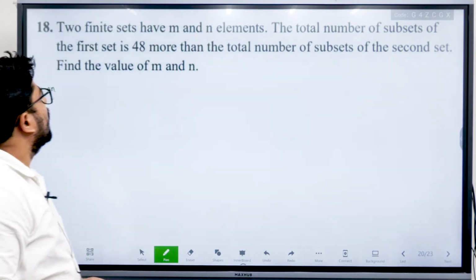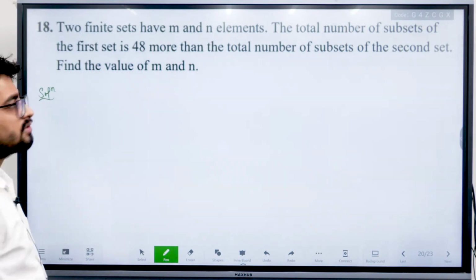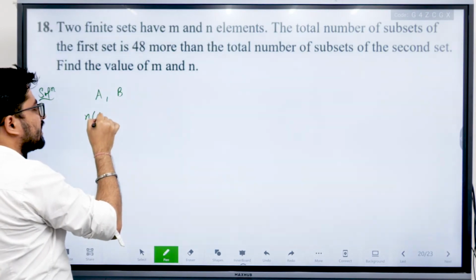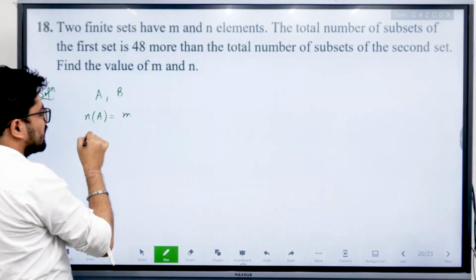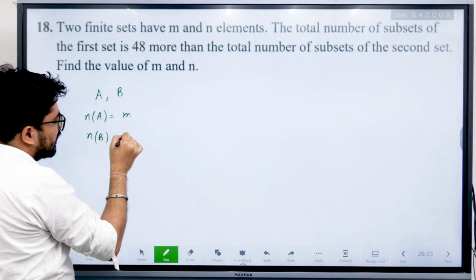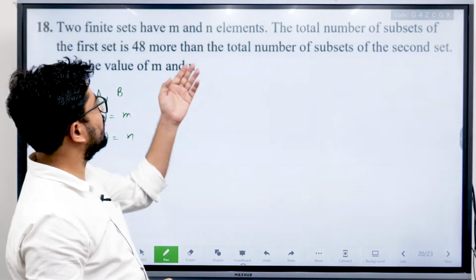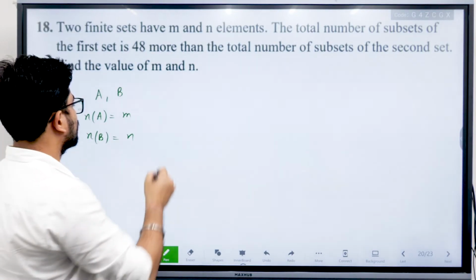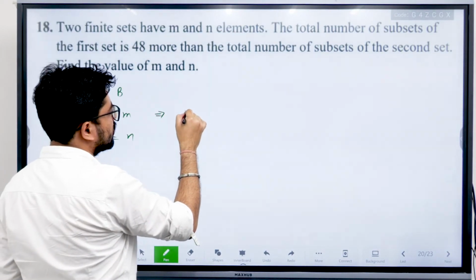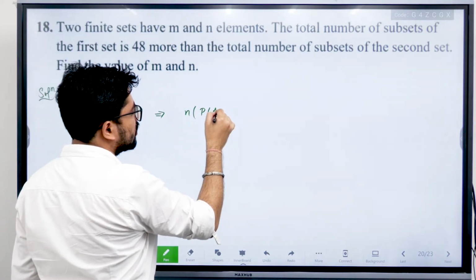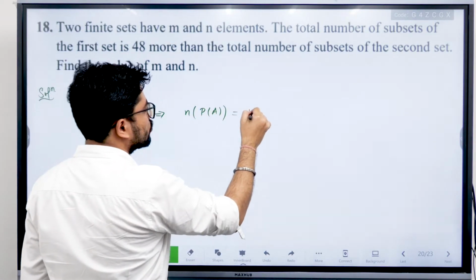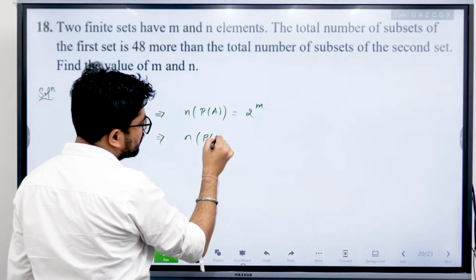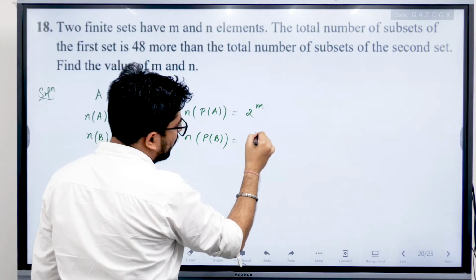The next question is: two finite sets have m and n elements. Let's say you have two sets A and B. The number of elements in set A is m, and the number of elements in set B is n. Got it. The total number of subsets of the first set, so the number of elements in the power set, is the total number of subsets. So this is equal to 2 to the power m. And similarly, the number of elements in the power set of B is 2 to the power n.